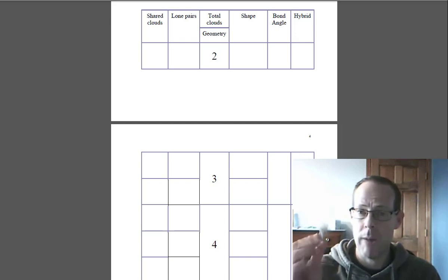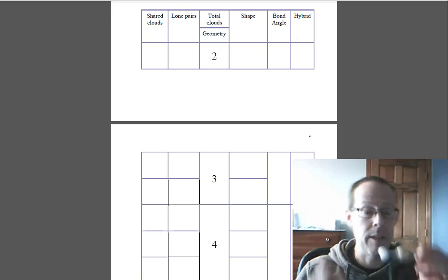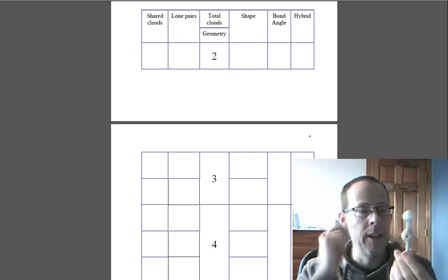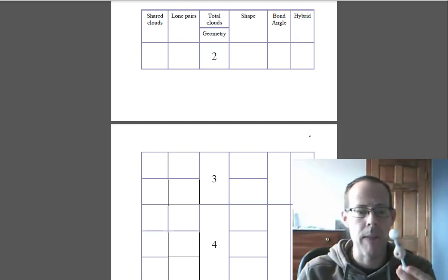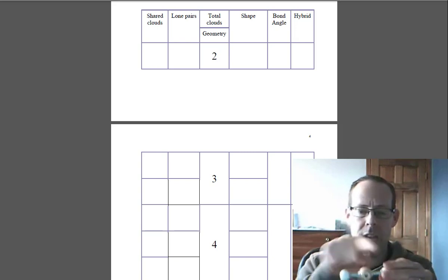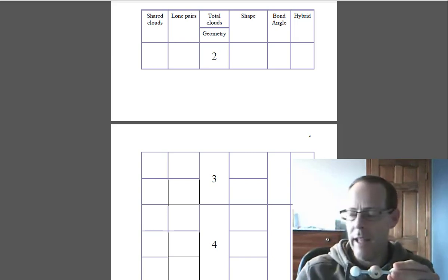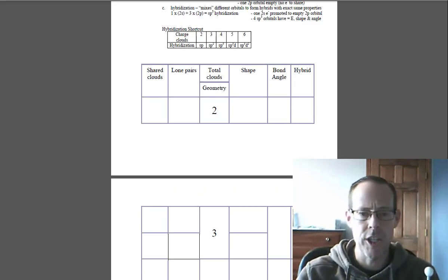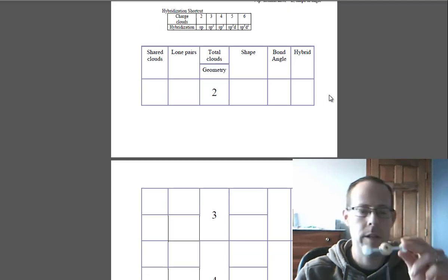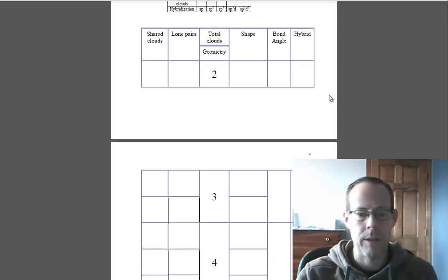And then underneath total clouds you might have geometry. There's only one type of geometry with two things around it, and that's going to be the same as the shape, and this shape is linear. Alright, so the atoms themselves make a linear shape. The bond angle, so what's the angle between the two bonds, it's going to be 180 degrees. And again, if you look at our hybrid cheat sheet, if I have two electron clouds, my hybridization is sp. Alright, so that is that one.